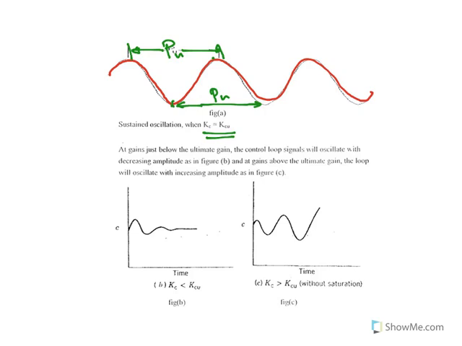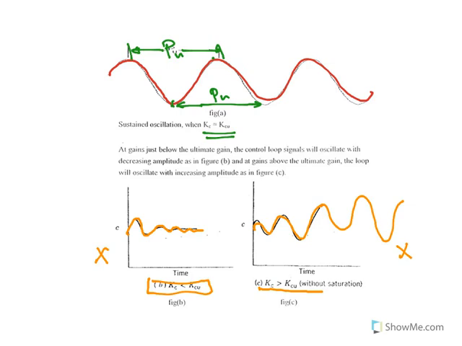When the control gain is less than the ultimate gain, as shown in figure B here, then the process variable will oscillate like this. However, if the control gain is greater than the ultimate gain, the process variable will oscillate and grow greater and greater. So we don't want to have this one and we don't want to have this one.